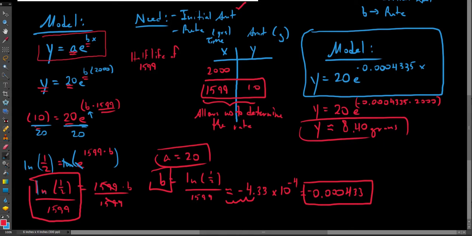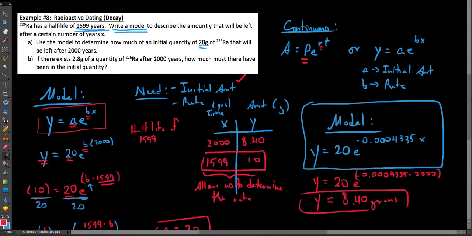And so I'm going to go ahead and put that on my table here. We're going to say 8.40, and one thing that I think is worth mentioning is after more time goes by than its half-life, we would have less than half of its material left, which 8.4 is less than half of its initial material. Now, this was two parts of this problem.